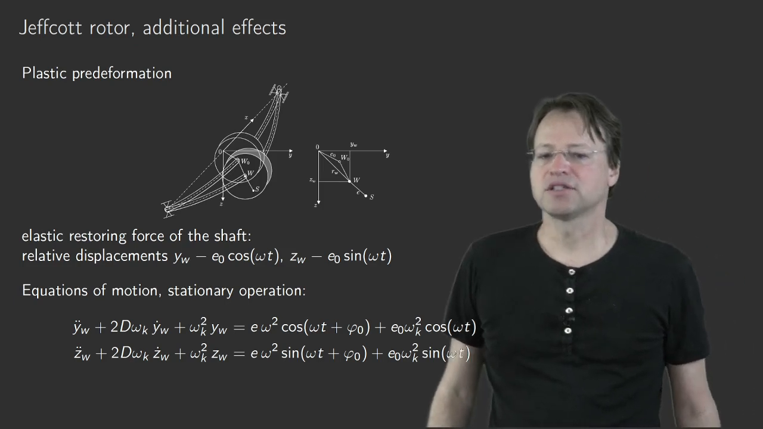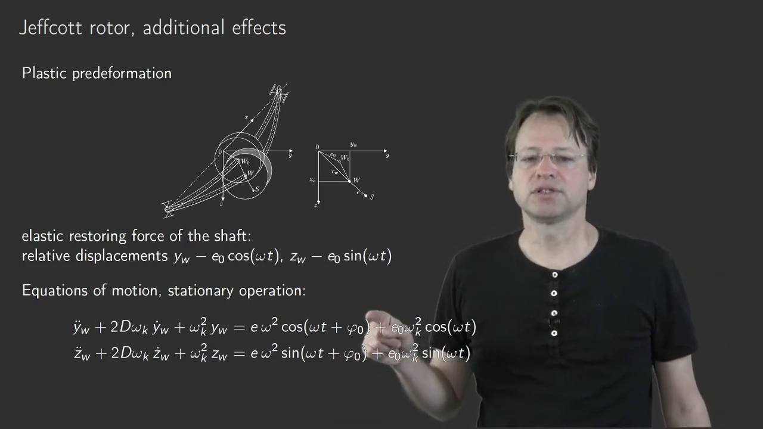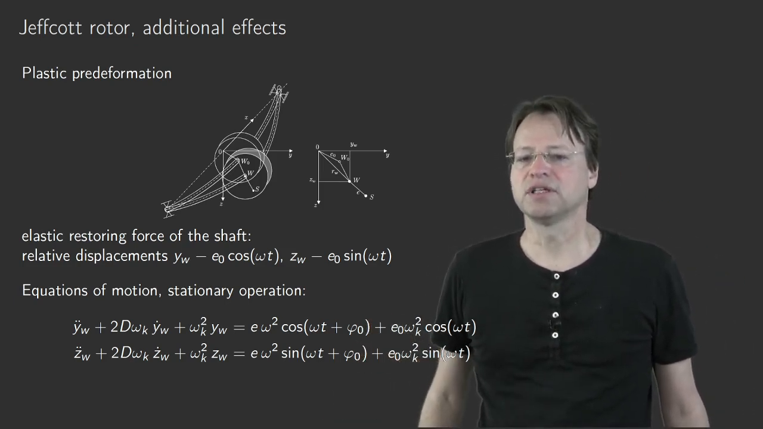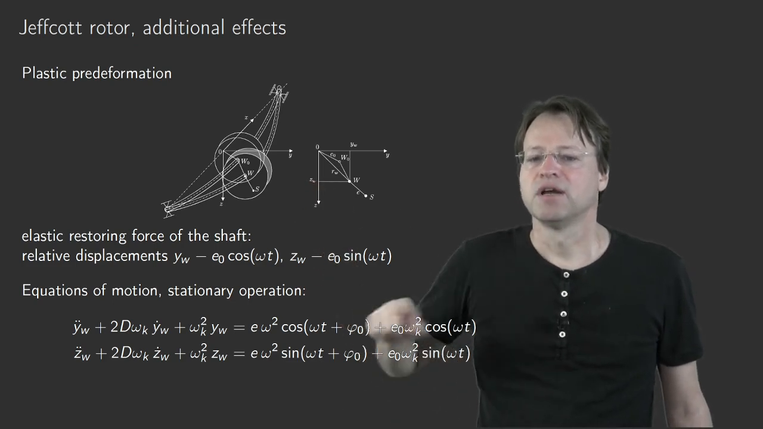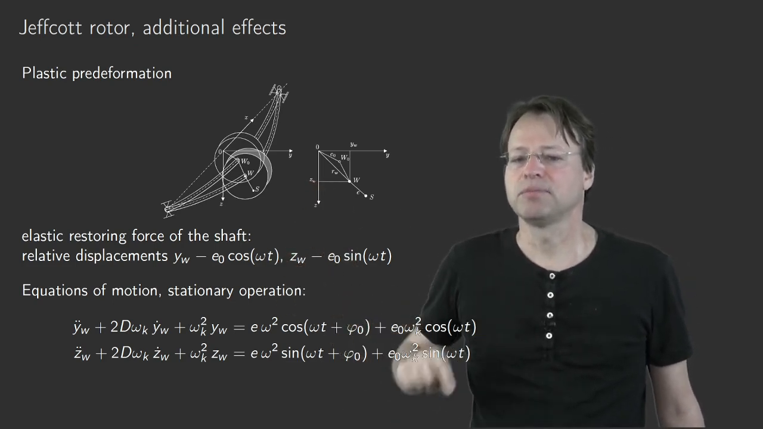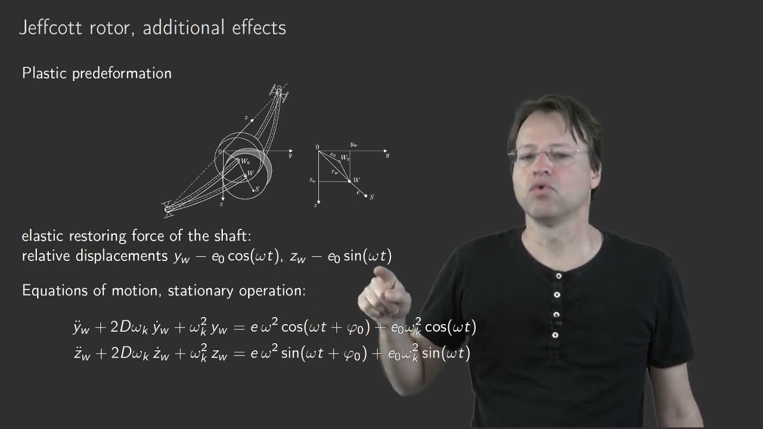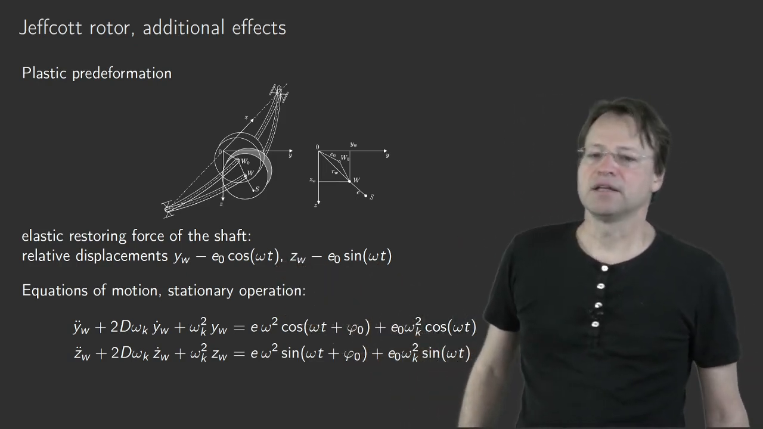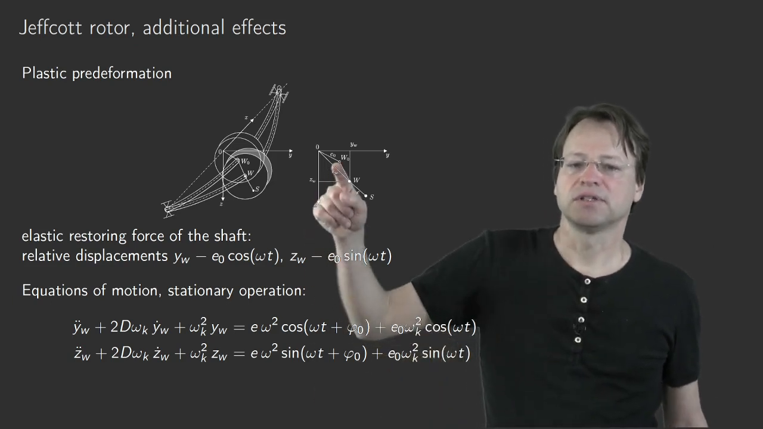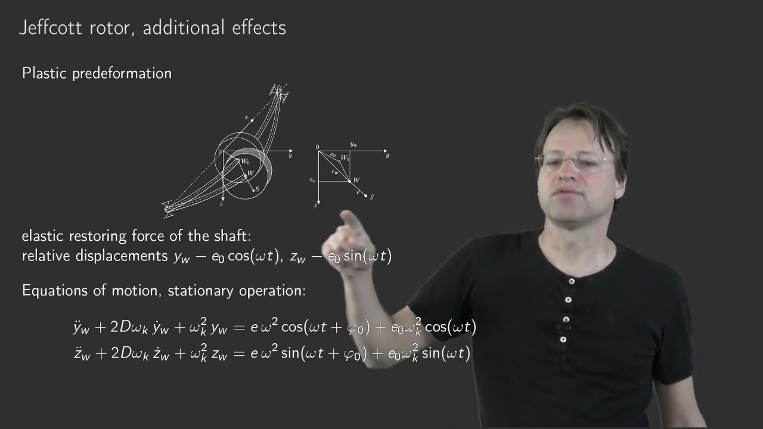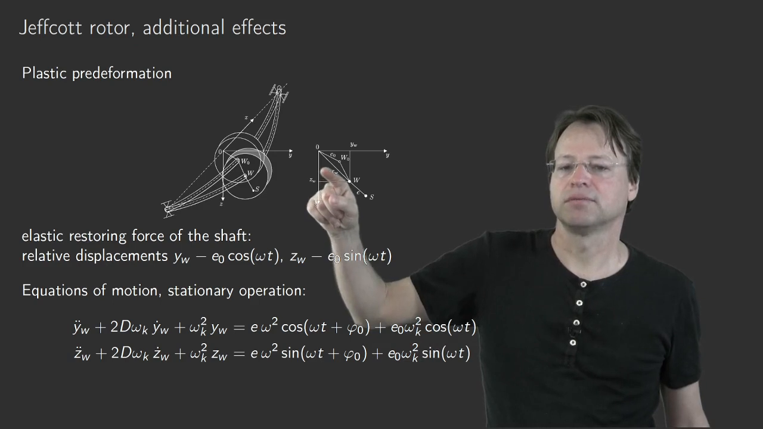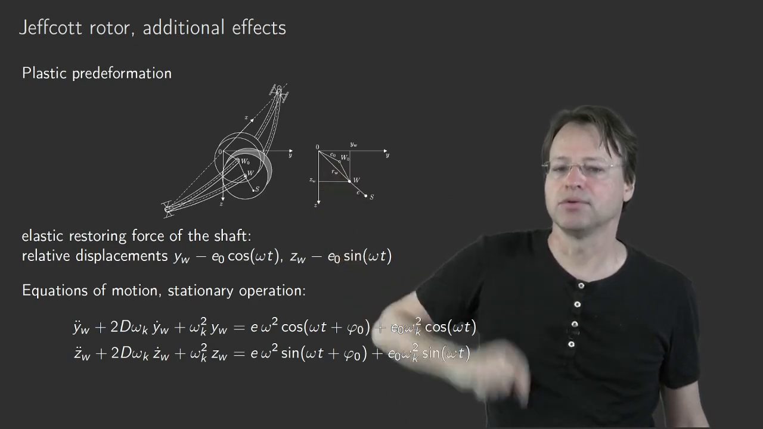Let me remind that there's a small modification here. You can see that phase shift phi naught here, which is introduced because for the plastic pre-deformation, we assume that it is aligned with the two axes here. You can see there is no phase shift here in the relative displacements. So in the second part of the relative displacements, which belong to point W naught.